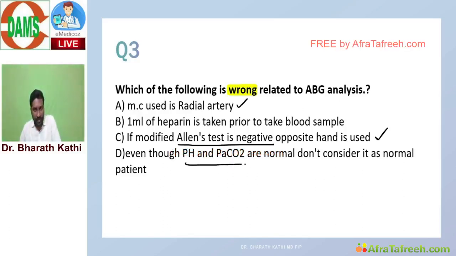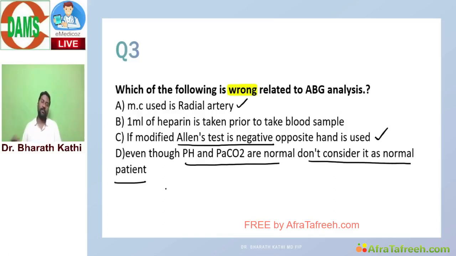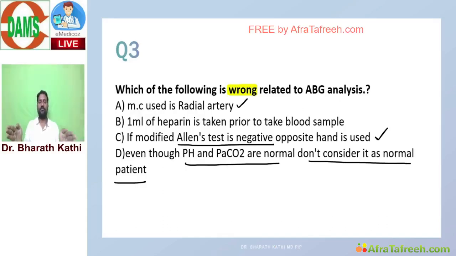Even though pH and PaCO2 are normal, don't consider it a normal patient. There are many diseases where the ABG parameters can be normal. Initially, ABG parameters can be normal, or if it is a mixed metabolic disorder. Suppose the patient has metabolic alkalosis and metabolic acidosis together. He has renal failure, which can cause metabolic acidosis, and he has developed vomiting, causing metabolic alkalosis. If there are two mutually opposite metabolic disorders, what can happen to pH and PaCO2? The ABG parameters can be normalized.